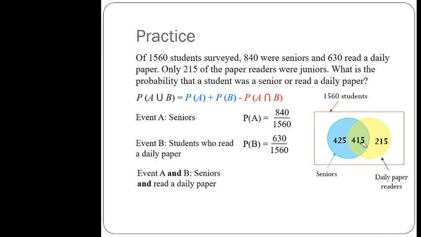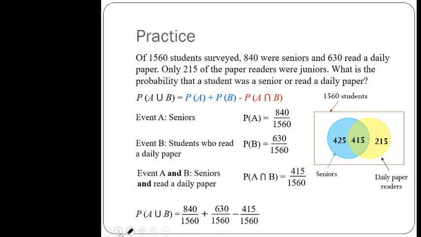All right, so now we can see the intersection here, right? We can see there's 415 that are seniors and read a paper. That's the probability that we need to subtract. All right, so 415 out of the total, right? 1,560 students that were surveyed are both seniors and read the paper. All right, so now it's just the simple formula, right? And just make sure you add and subtract your fractions correctly. You can reduce the fraction at the end or report it as a decimal like I've done here.